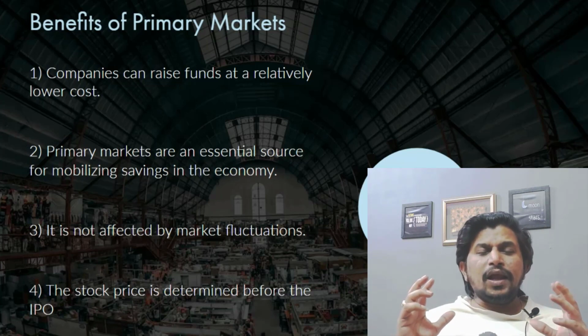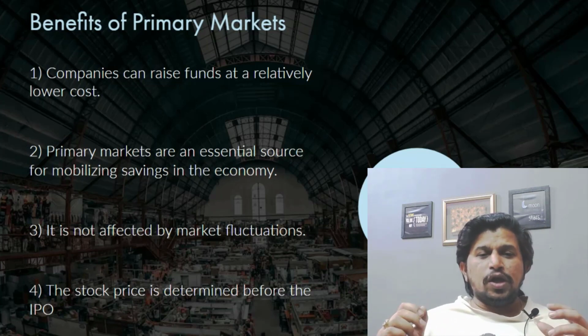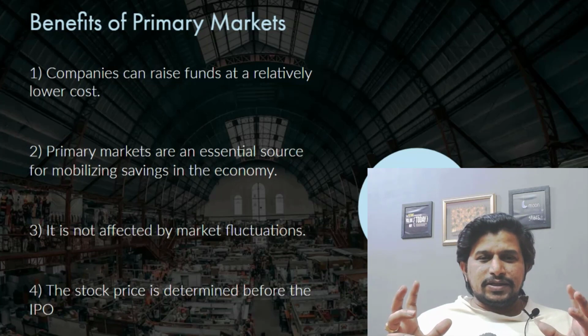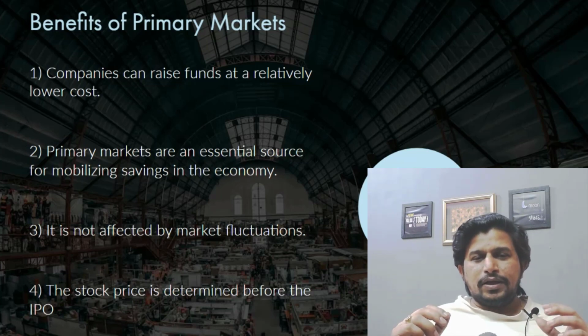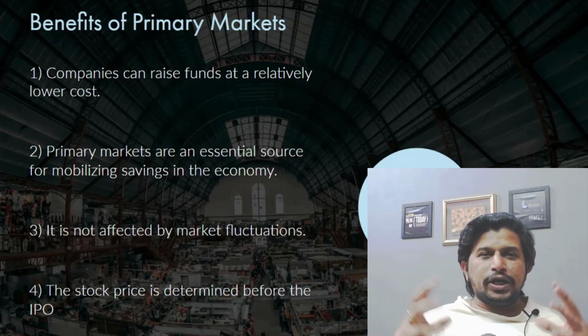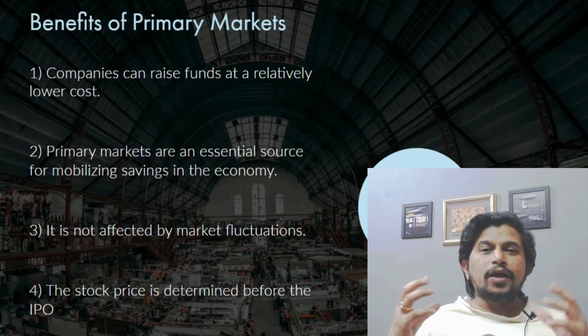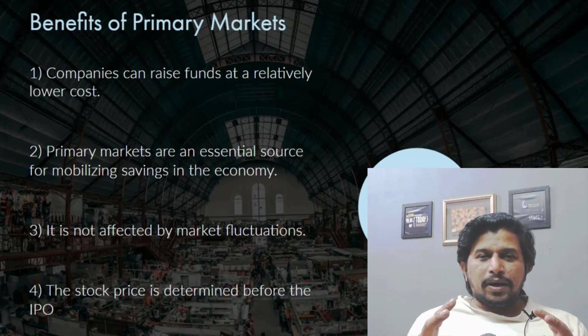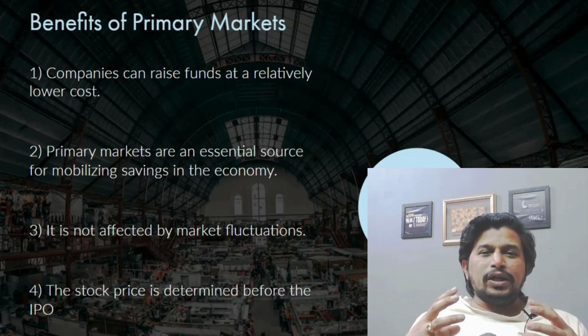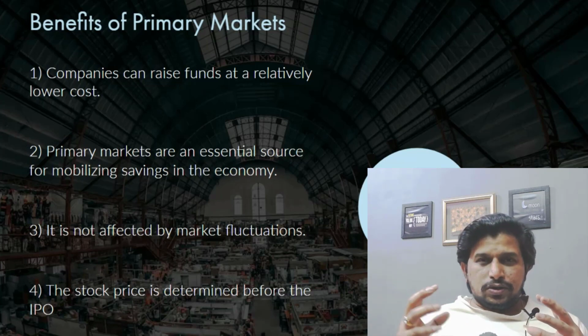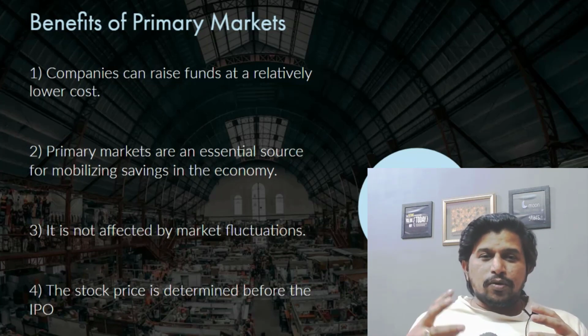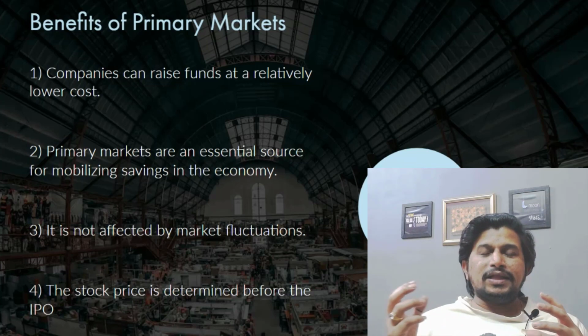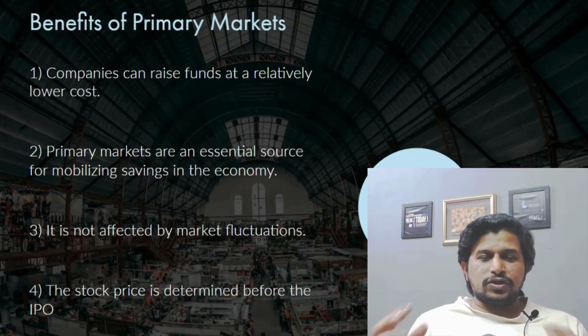Primary markets are an essential source for mobilizing savings in the economy. Yes, of course, more shares come into the stock market, more money comes into the stock market, and more people are buying the IPOs, right? So that's more money coming into the market, and the economy grows at a faster pace as well.